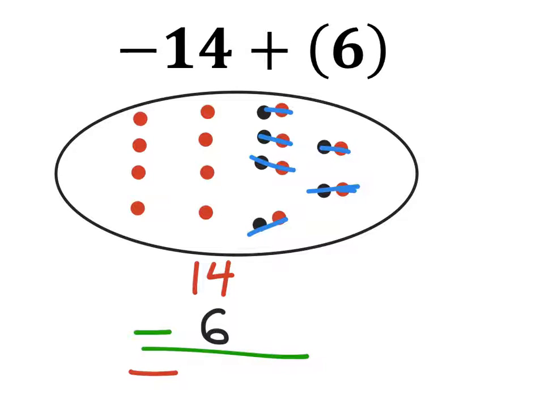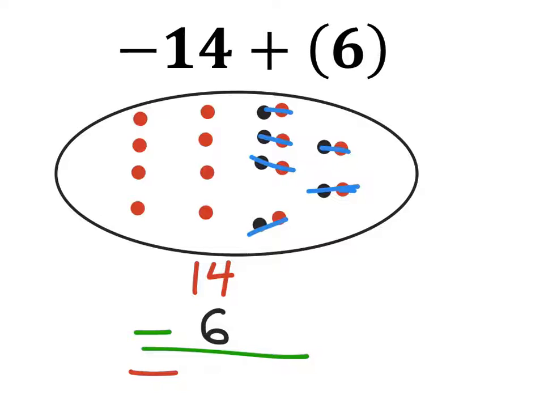Why am I subtracting? Again, I just want to reiterate this. We're subtracting because they're canceling each other out. In the end, I know that I end up with negatives because I started with more negatives. 14 negatives is more negatives than 6 positives. Now, if there were more positives than negatives, then I know my answer is a positive, but I would still proceed with the subtraction.